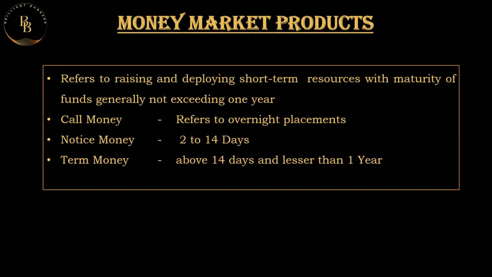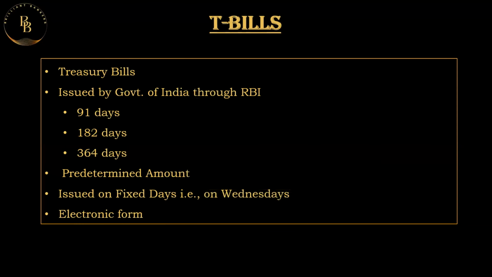So, what is a T bill or a treasury bill? It is issued by the Government of India through the Reserve Bank of India. It is issued for a period of 91 days, 182 days, or 364 days. It is of three types, issued for fixed periods of 91 days, 182 days, and 364 days. All these T bills are of a predetermined amount. The amount is always predetermined and fixed.